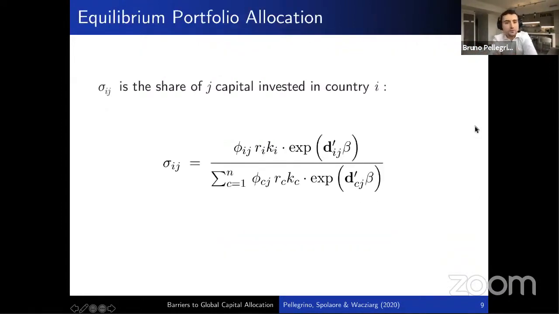So we solve the individual investor problem, and we allocate it at the level of country J, the investor country, and we obtain sigma IJ. These are the portfolio shares. It tells how much of the capital saved in country J is invested in country I, and it has a very intuitive functional form. It depends positively on the degree of capital account openness between country I and J, that's phi. It depends positively on the rate of return in country I. It also depends positively on the size of country I as captured by its capital stock, and it depends negatively on this multidimensional vector of distances. Negatively because beta here is negative.